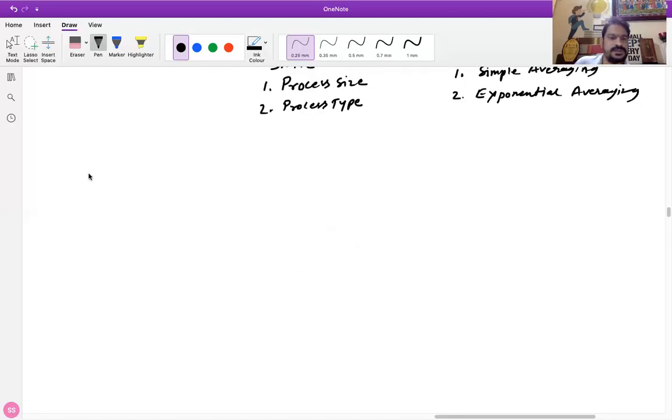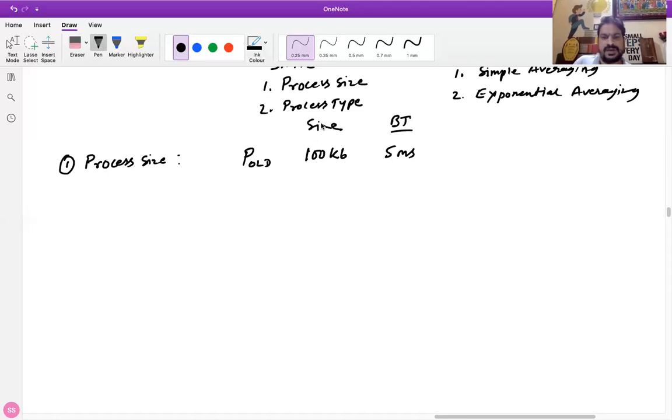So the first one is process size. Now what happens in the process size method? Here it will look at the history of the processes that have been executed. Let's say we have an old process, and the size of this old process is, let's say, 100 KB, and it takes around 50 milliseconds to execute on the CPU, which is the burst time. And this is the size of it, right?